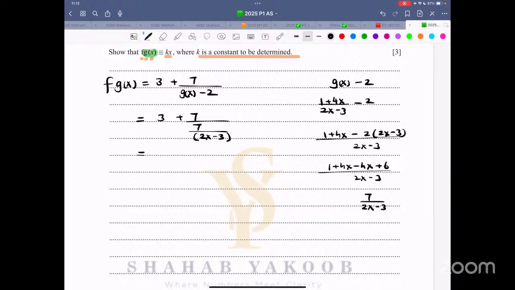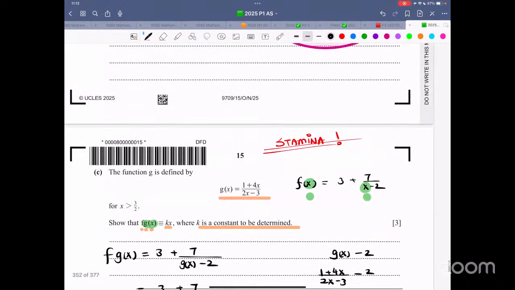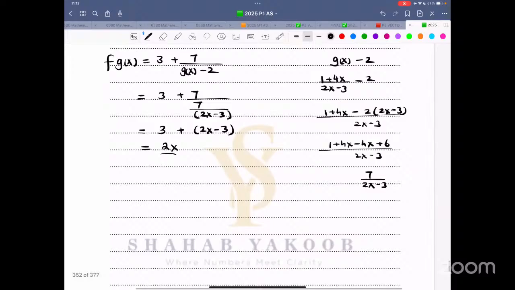So now this is 3 plus 2x minus 3. So 3 will cancel out, and I got 2x. So f of g(x) is 2x. They already said that it would be kx. That's good. So now this is like kx. So therefore, the value of k is 2.